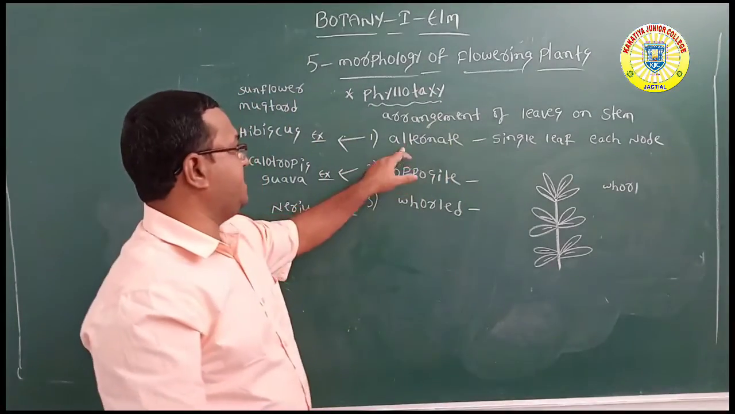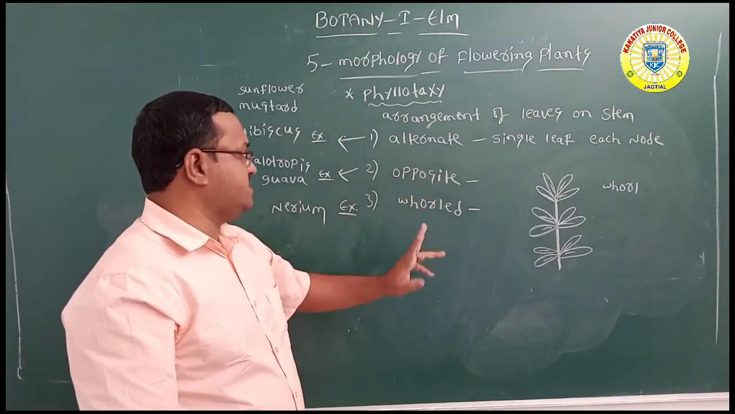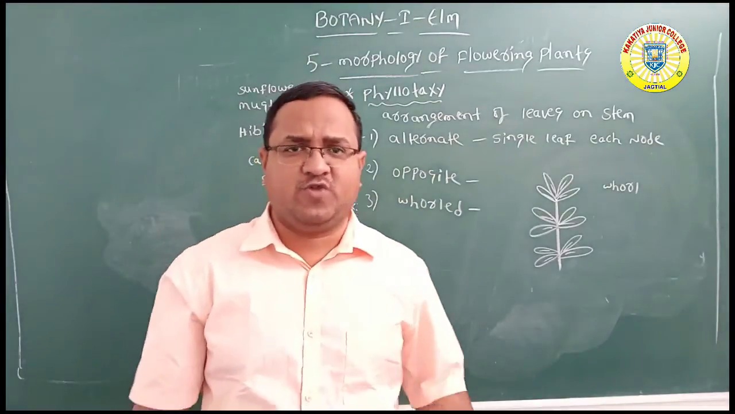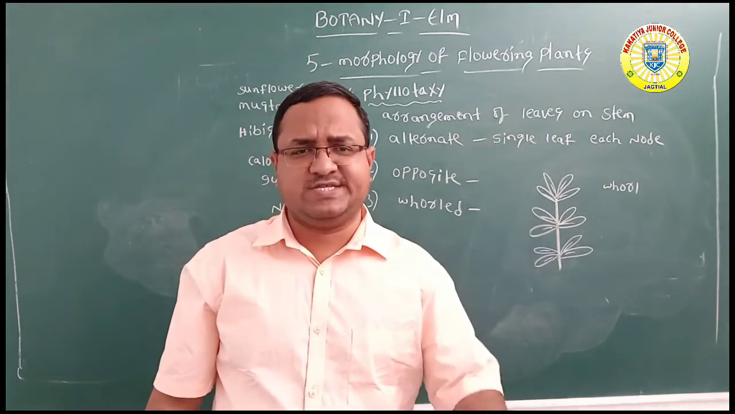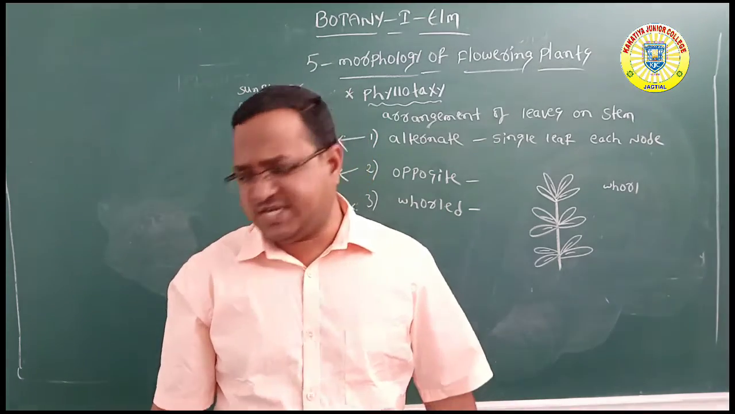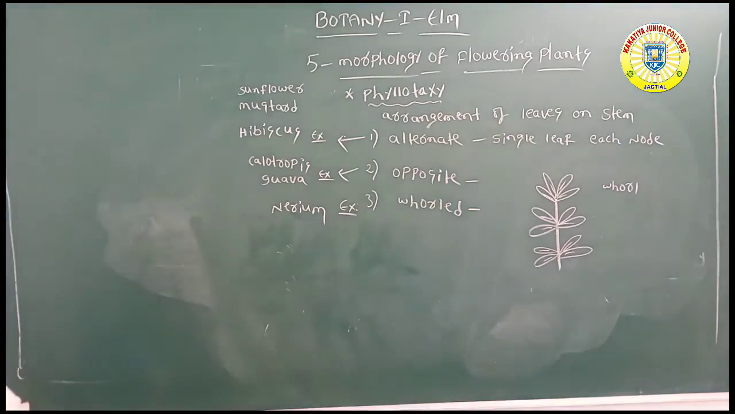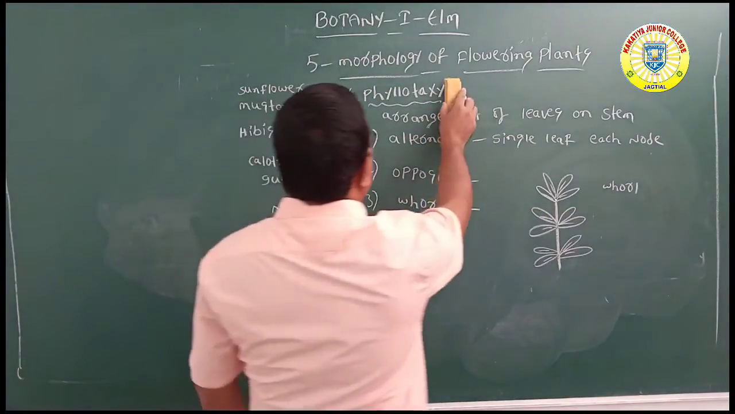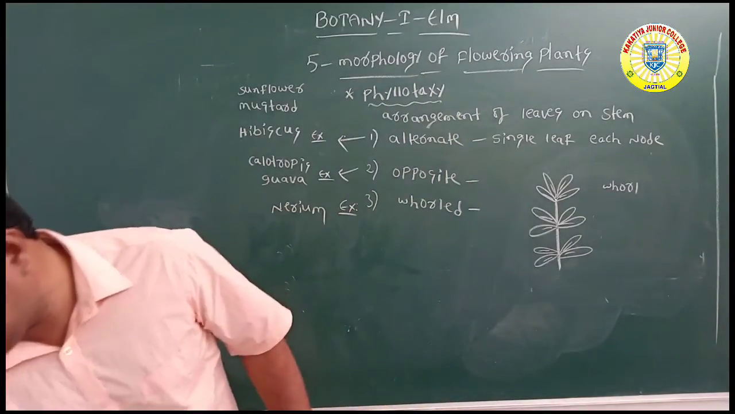So this is about phyllotaxy: alternate, opposite, and whorled phyllotaxy. Diagrams and explanation, everything about phyllotaxy is completed. Next, a small topic: modifications of the leaf, leaf modifications.